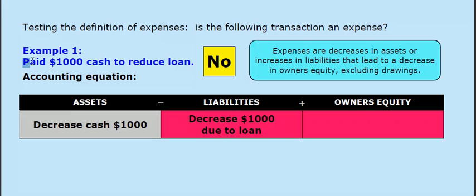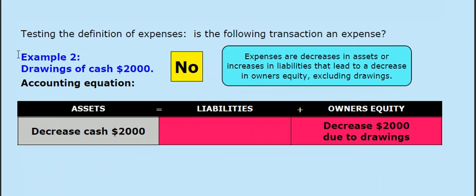Let's have a look at an example. Example number 1, paid $1,000 cash to reduce a loan. So the business's cash resources have been reduced to reduce the liability, the loan, by $1,000. So the impact on the accounting equation, decrease in cash, $1,000. So yes, there's been a decrease in an asset, so part of the definition has been met. But the other impact is a decrease in the liability. The business owes $1,000 less than it did before. So assets down, liabilities down, no impact on owner's equity, therefore it cannot be an expense.